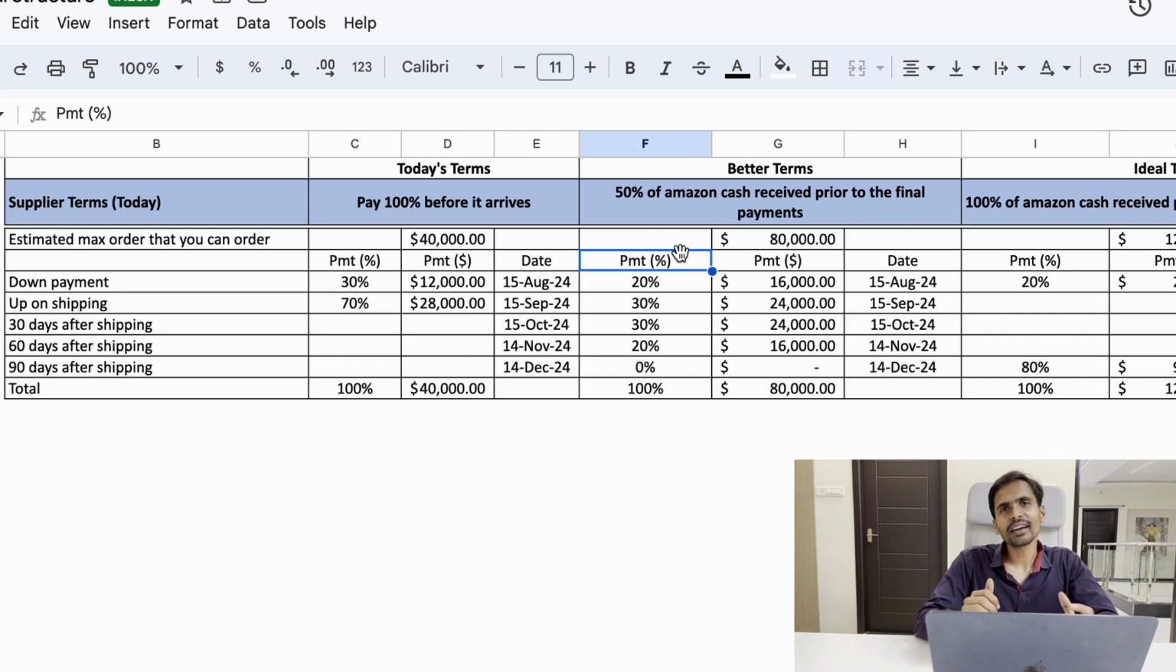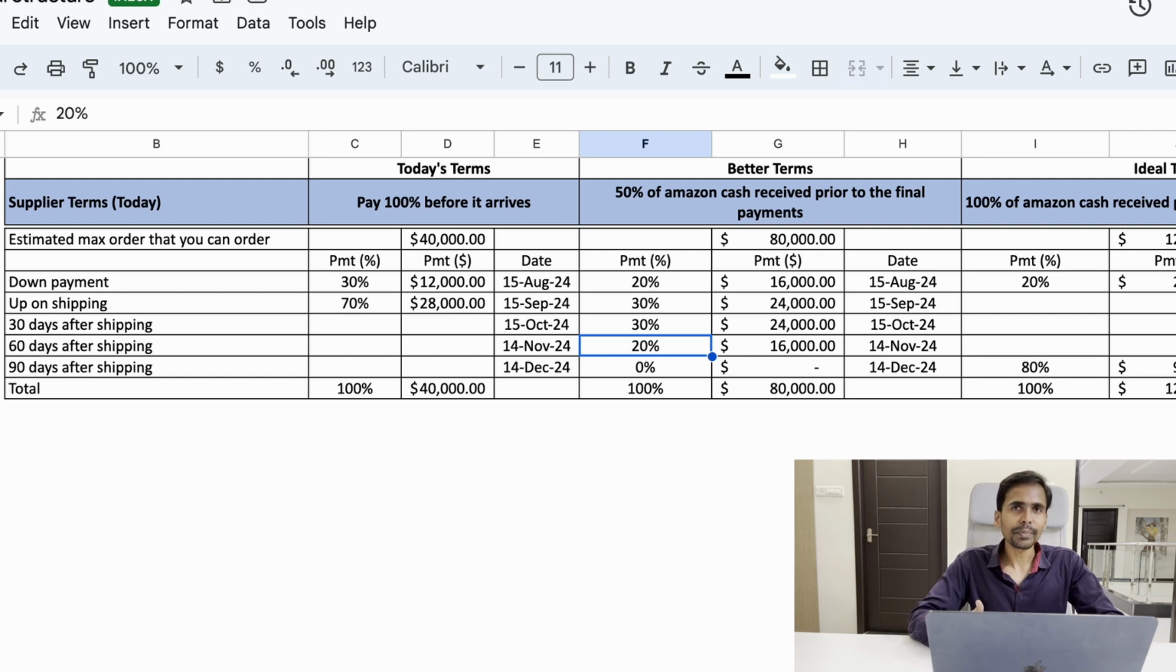The problem that I currently have is largely to do with working capital. On this $80,000 inventory requirement, I want to pay only 20% as down payment, and then I will pay 30% at the time of shipping, which is around $24,000, and then I will pay 30% 30 days after shipping, which is another $24,000, and then I will pay the remaining 20% 60 days after shipping. In this way, I can delay my payment terms.